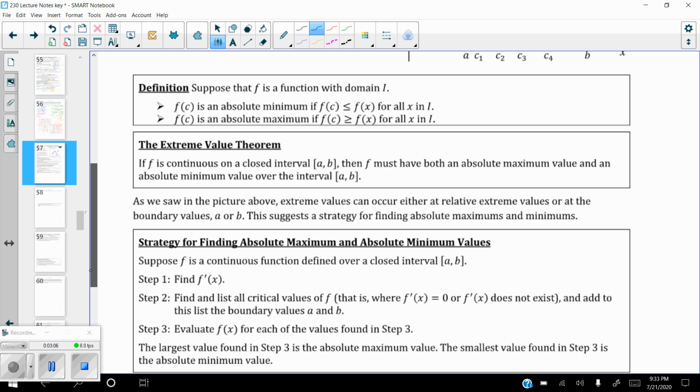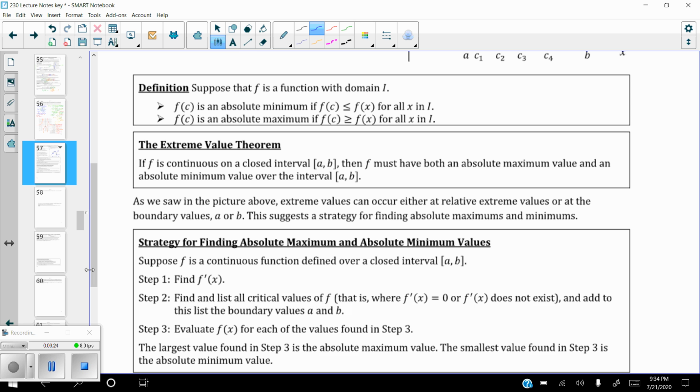So the definition is really very straightforward. f of c is an absolute minimum if f of c is less than or equal to all the other f of x values. Basically, if it's the lowest y value on the graph. And then f of c is an absolute maximum if f of c is greater than or equal to all the other f of x values on the graph.